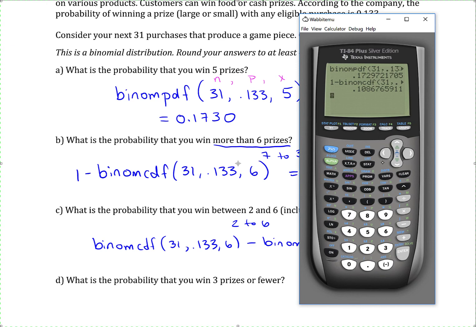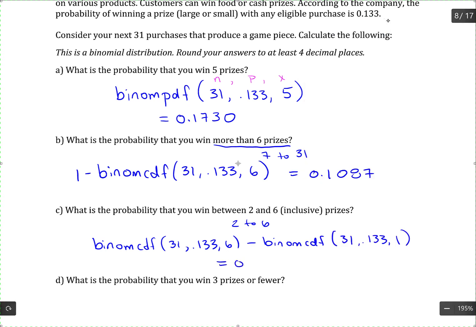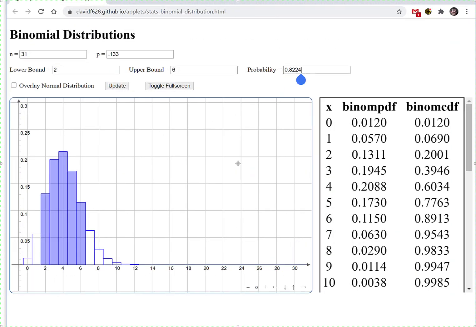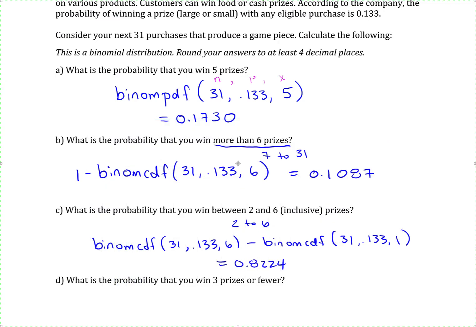Using the calculator, let's check it out. So second, distributions, come down to binomcdf, 31, 0.133, and 6, and then minus second, distributions, binomcdf, 31, 0.133, and 1. And we get 0.8224. Comparing that to what we had, that's exactly the correct answer.